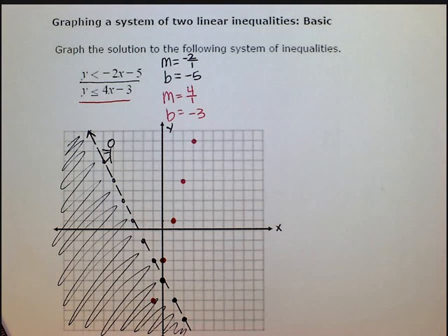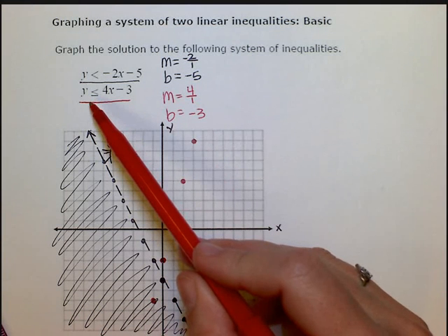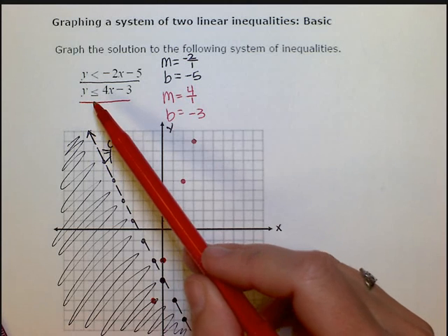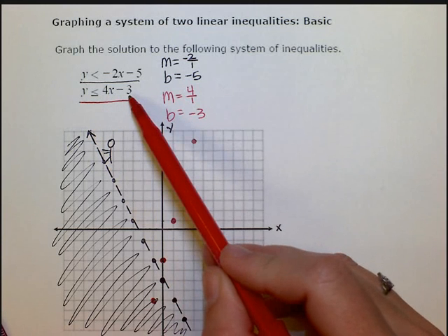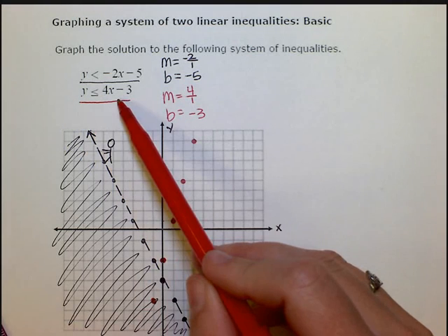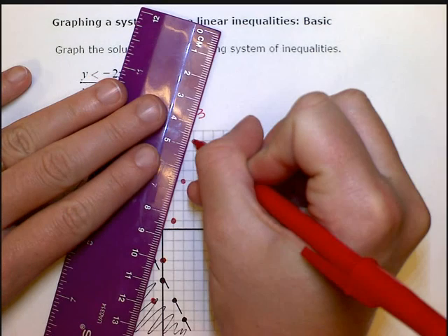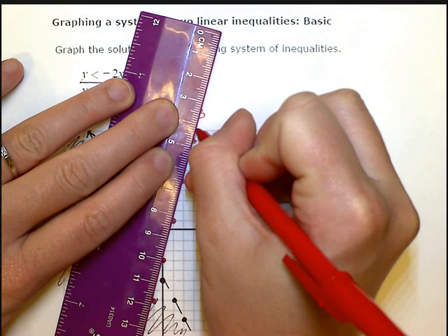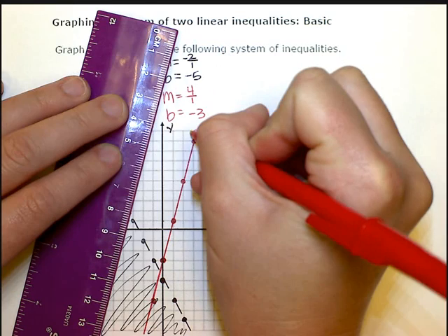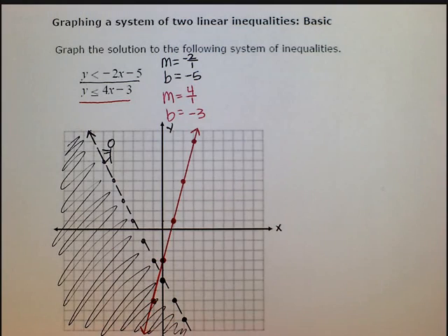Now I need to decide if this one will be solid or dashed. Here I have that y is less than or equal to, which means this line, 4x minus 3, is included in the solution because y could exactly equal that. So we're going to draw a solid line to include the line in our solution. So there's our line.